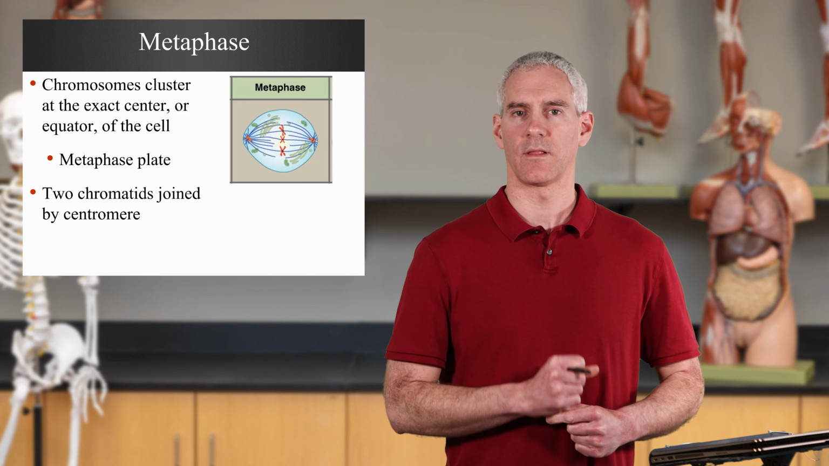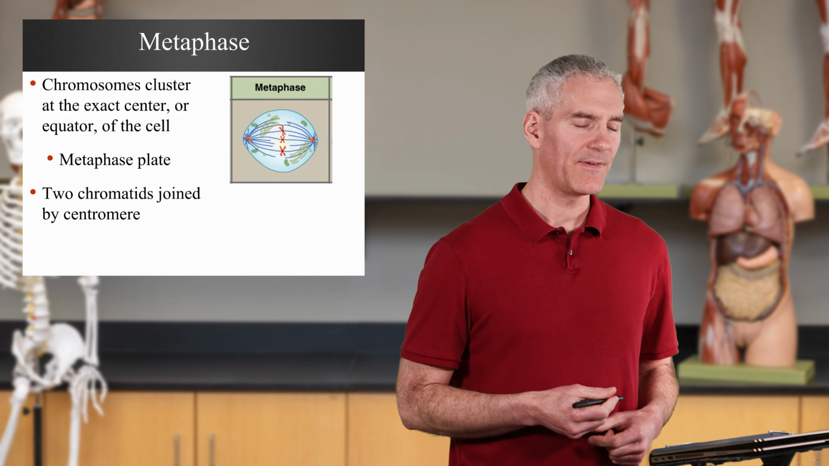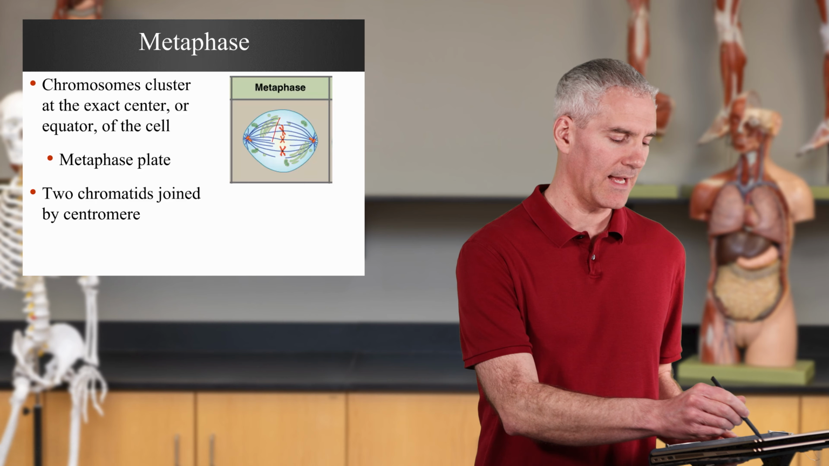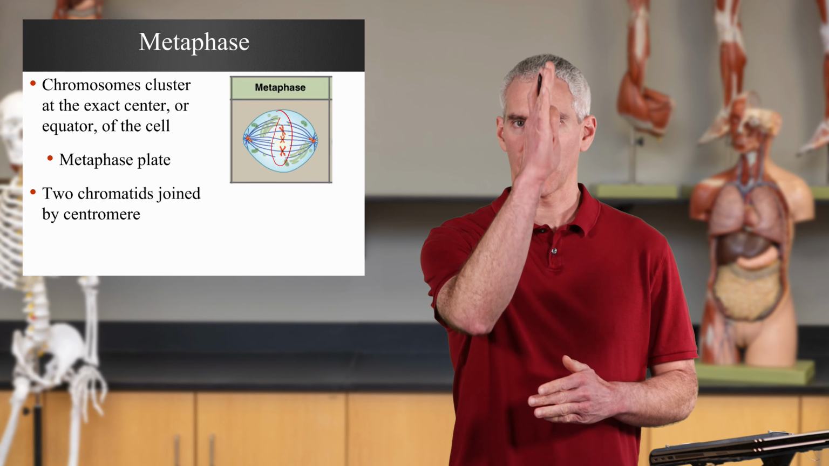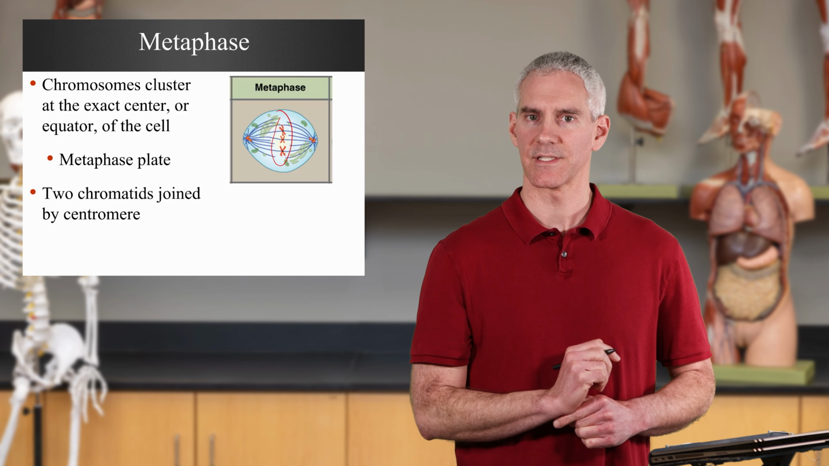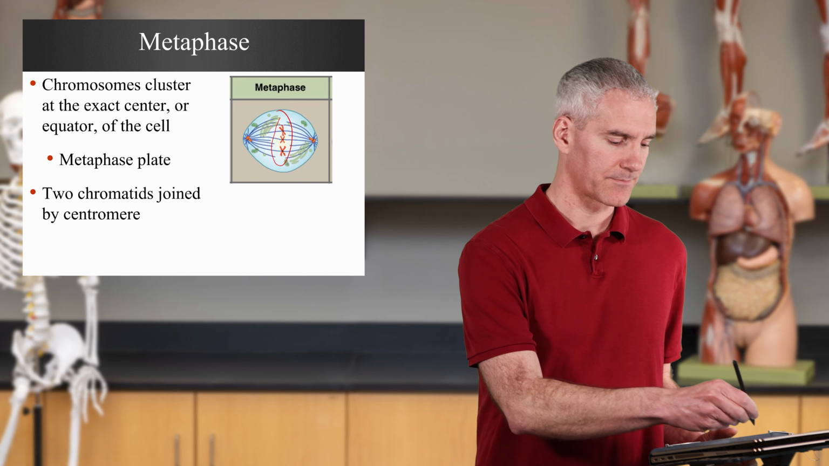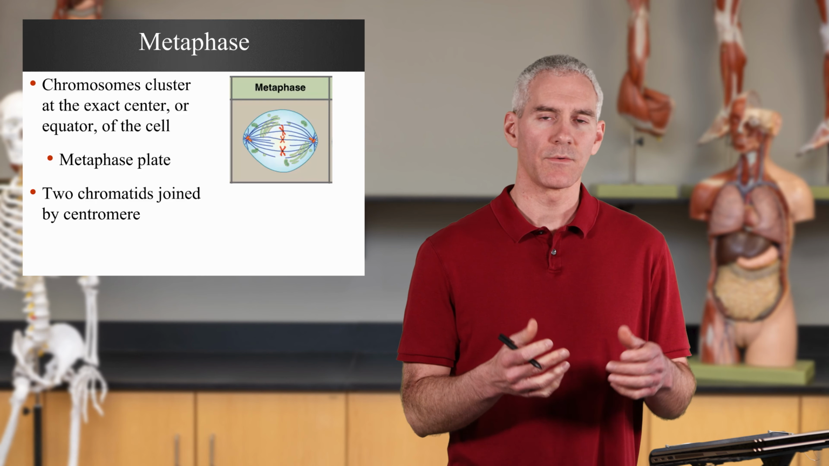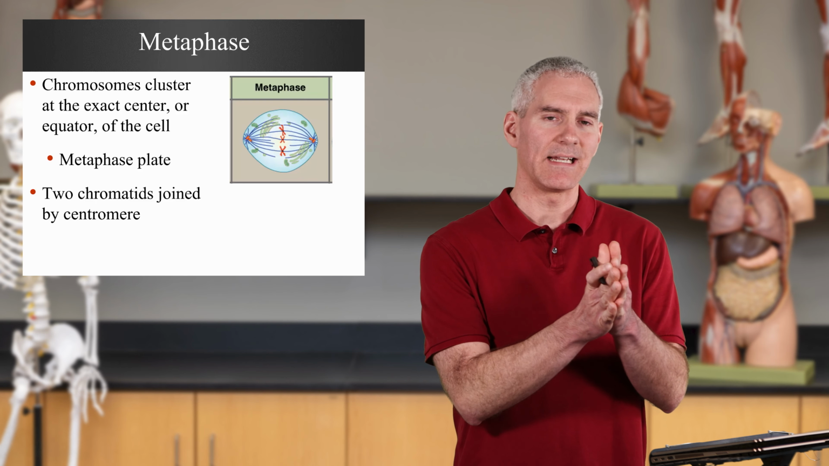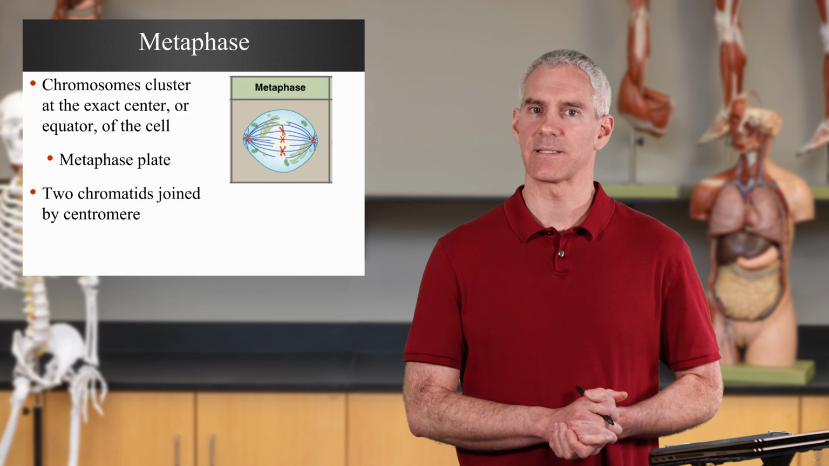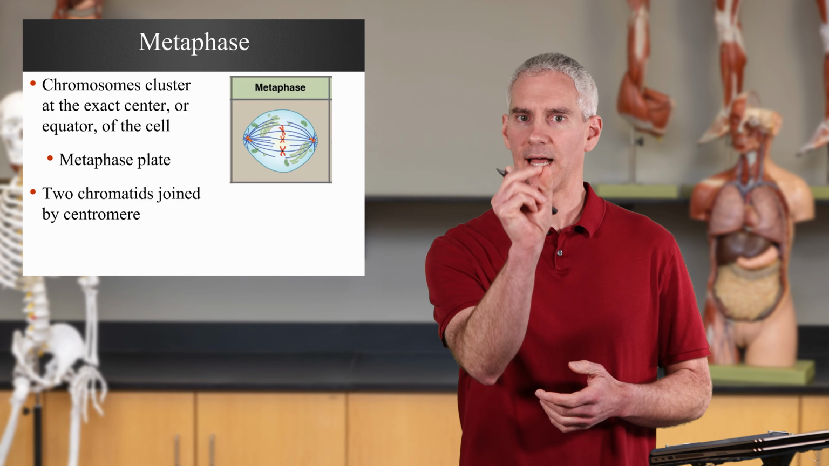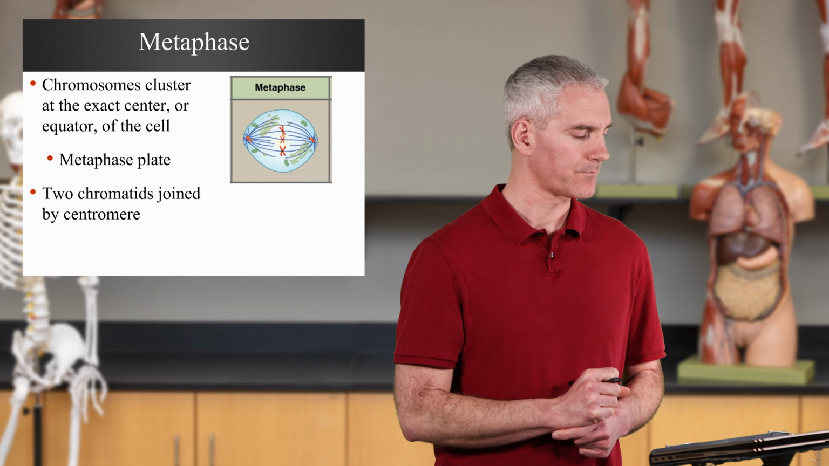Metaphase is where the lining up occurs. Metaphase is distinct because you'll have the chromosomes lined up right down the middle of the cell. They're lined up in the middle, getting ready to split. So the chromosomes are clustered right in the middle. They're forming what's called the metaphase plate. So it'll be that line right in the middle of the cell.